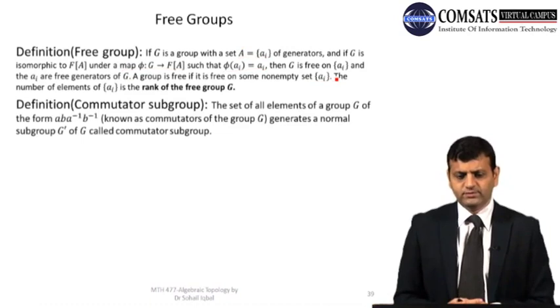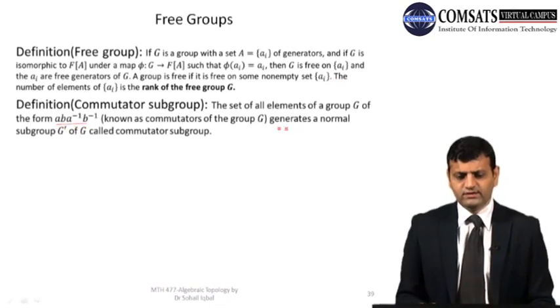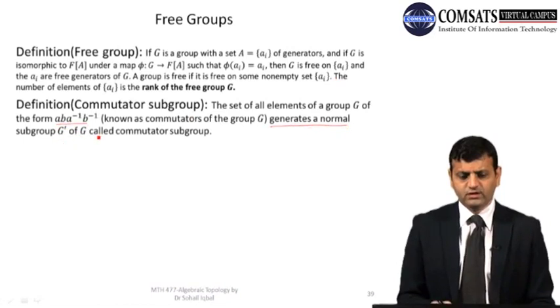So what is a commutator subgroup? The set of all elements of a group G of the form a b a inverse b inverse generates a normal subgroup G prime of G called the commutator subgroup.